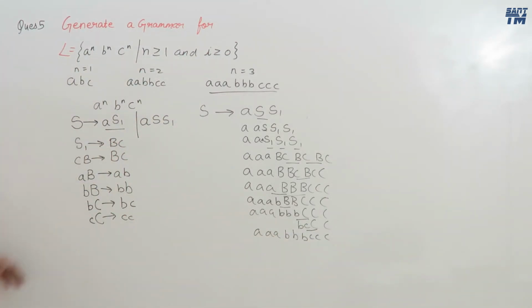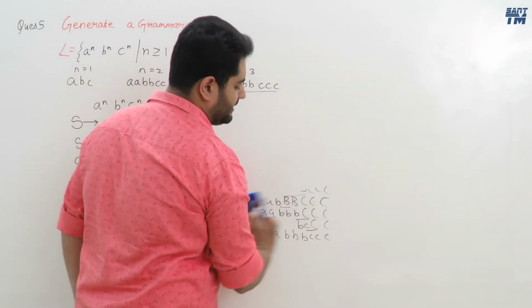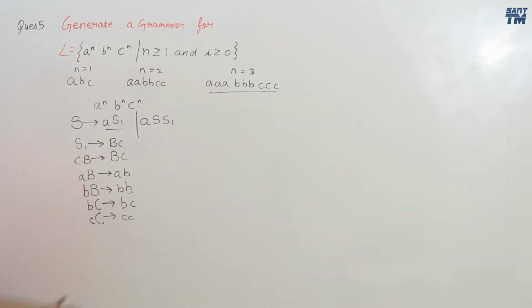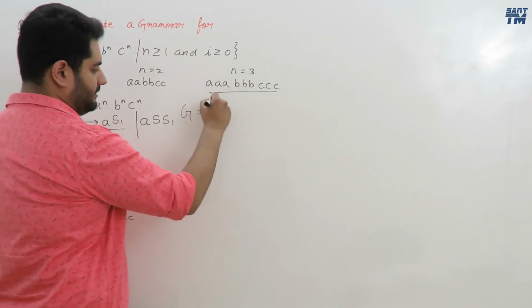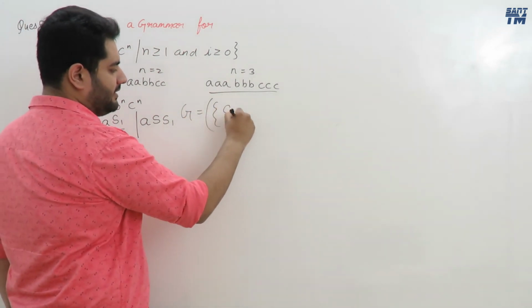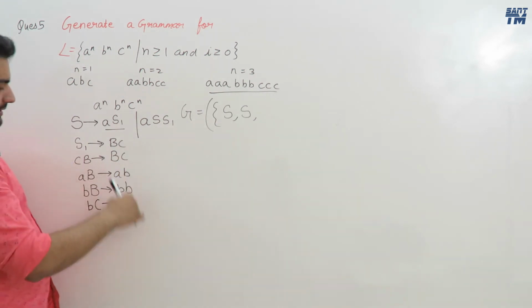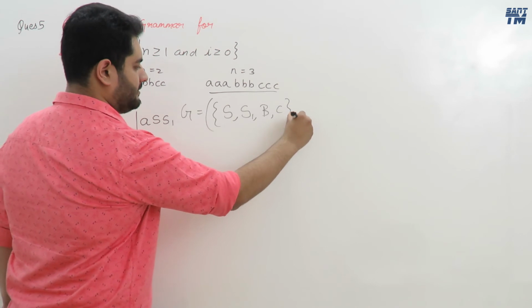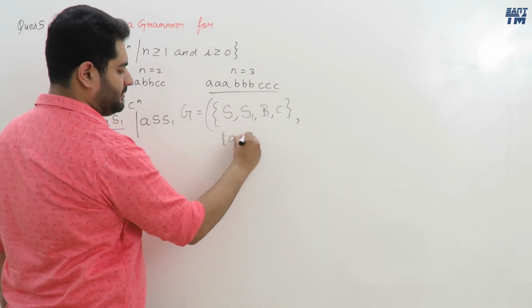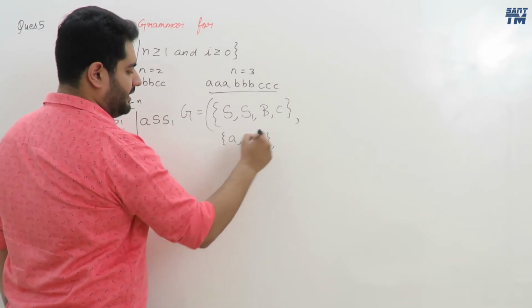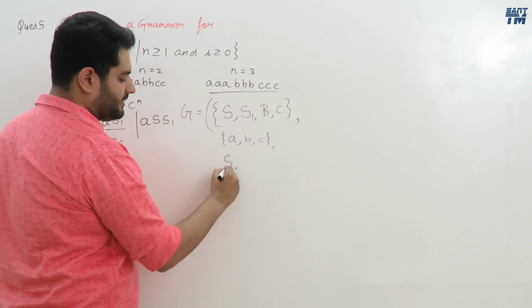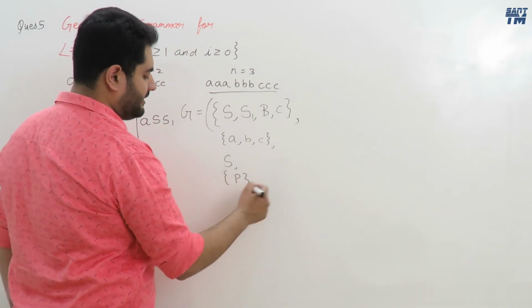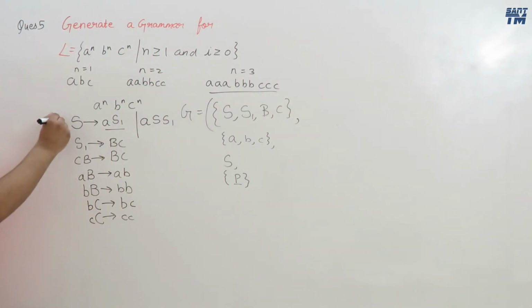That means the production rules that we have generated are correct. Now we can write the grammar also. Grammar is a 4-tuple N, T, S, P. First we define the non-terminals, then terminals. Grammar is, non-terminals are S, S1, B and C, comma, terminals are small a, small b, small c. S is our start symbol and the production rules are P, where P is all these 7 production rules.